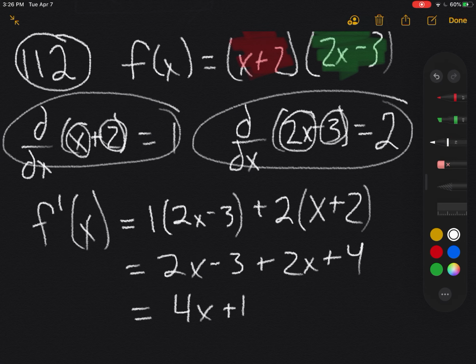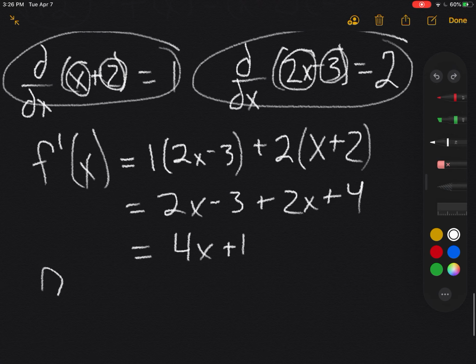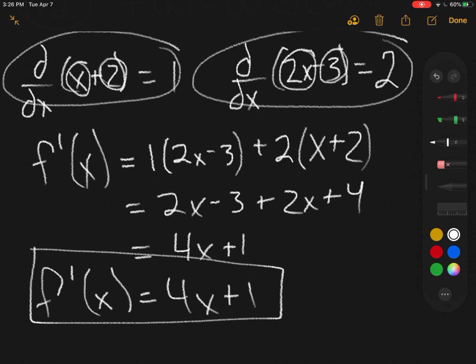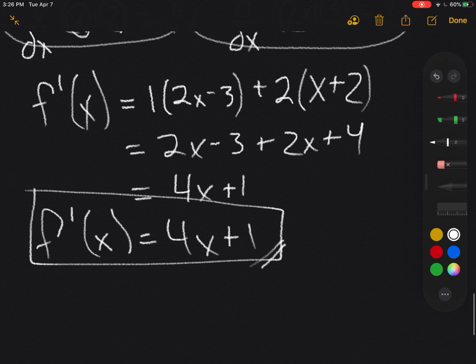Then I can simplify 2x minus 3 plus 2x plus 4. And I end up with 4x plus 1. And that's my derivative here. That would be my final answer. So let me box that for you guys. F prime of x equals 4x plus 1.